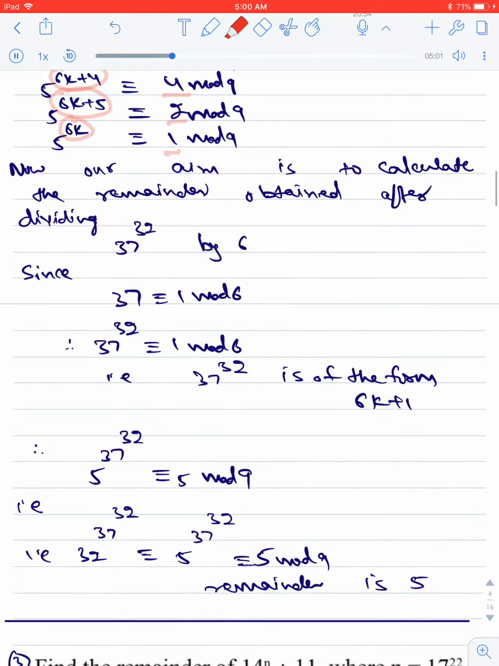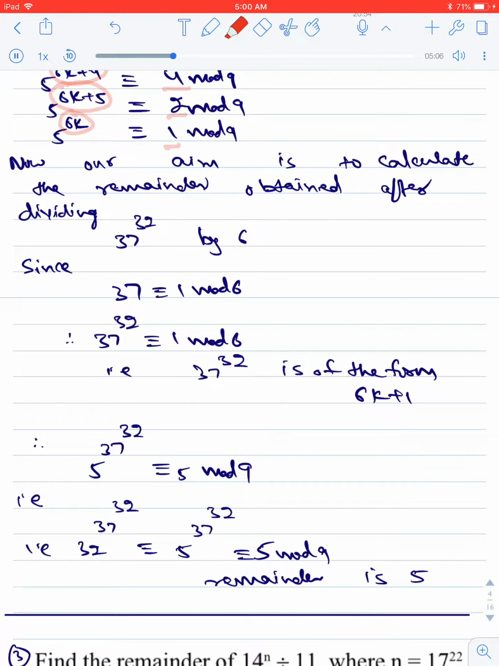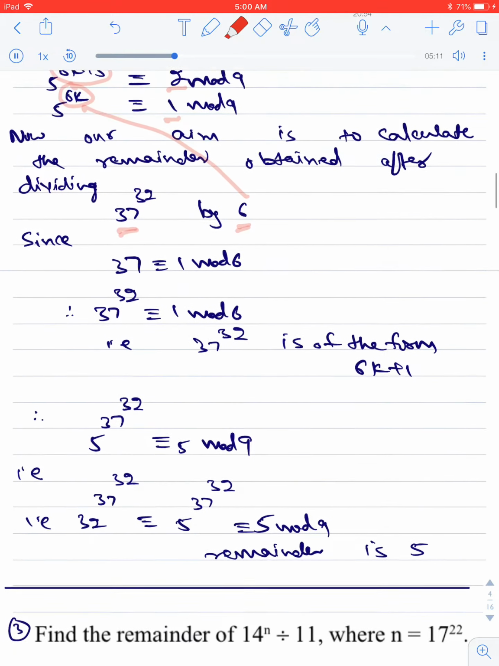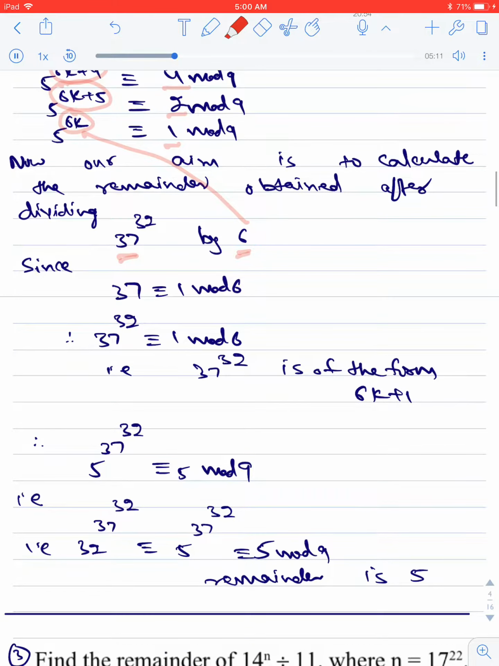Now our aim is to calculate the remainder obtained after dividing 37 raised to 32 by 6, because we got the pattern after 6. The power is 37 raised to 32. So now here 37 is congruent to 1 mod 6. Raising both sides to the power of 32, what we get is 37 raised to 32 is congruent to 1 mod 6.